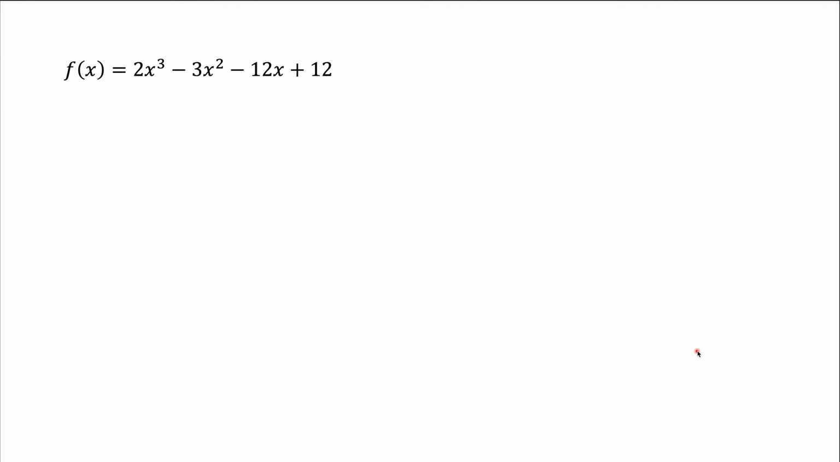Let's look at a couple of examples. Consider this function, 2x cubed minus 3x squared minus 12x plus 12. It's a cubic polynomial. First thing we do is calculate the derivative of it. It's a quadratic function like this. The next thing we need to do is find where this derivative is zero and where it doesn't exist. Well, a quadratic polynomial exists everywhere from minus to plus infinity, but it does have zeros.